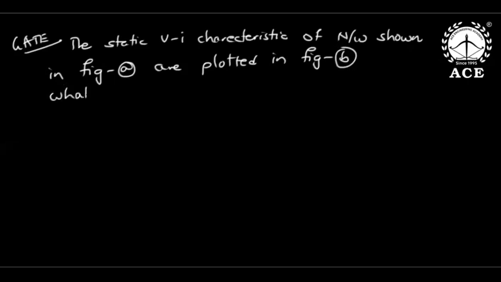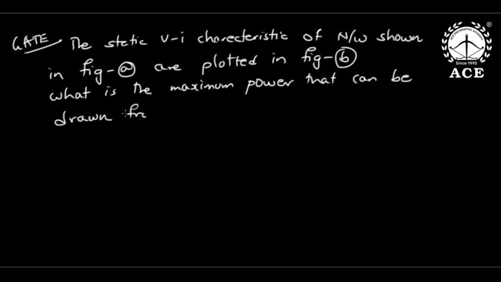What is the maximum power that can be drawn from the network? The static VI characteristics of the network shown in figure A are plotted in figure B. What is the maximum power that can be drawn from the network?